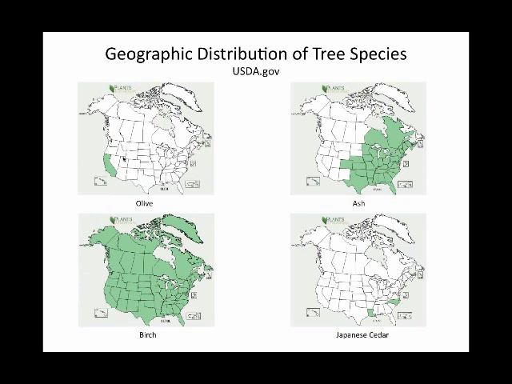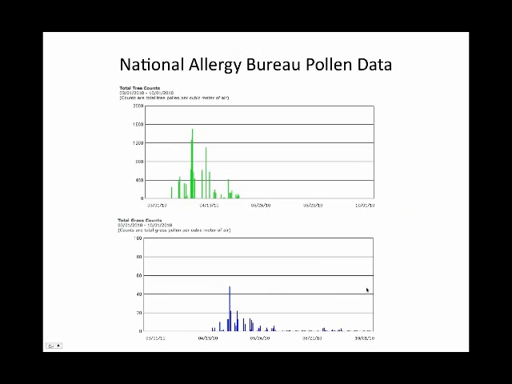You can get the geographic distributions from USDA, and I look at that again: olive, mostly in California, but ash all through the Midwest, East Coast, and Canada. Birch is ubiquitous, although I'm a little suspicious. I don't think there's a lot of birch really in Greenland, and if it is, their pollen counts aren't particularly high. Japanese cedar, a few locations in the U.S., so it's probably a cross-sensitization.